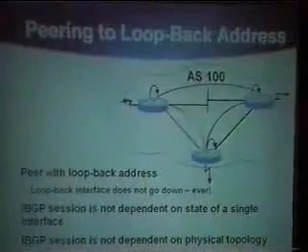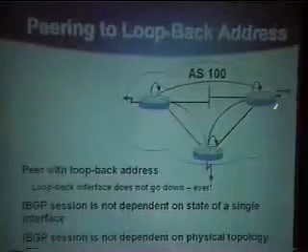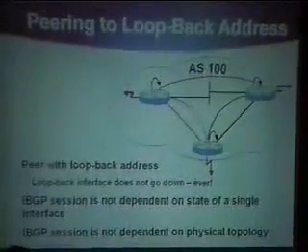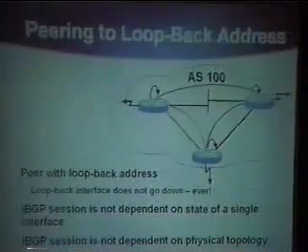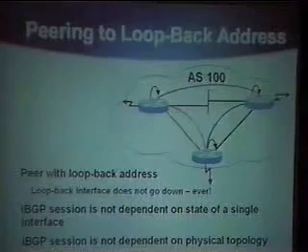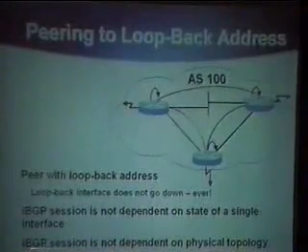Another good practice with IBGP is to set up the peering with a loopback address, or with some interface on the router that is always there, which is never ever going to go away. So in this example, I've set up loopback interfaces on all my routers, and I set up the IBGP session to run between the loopback interfaces. You don't want the IBGP session to be dependent on the state of a single interface.